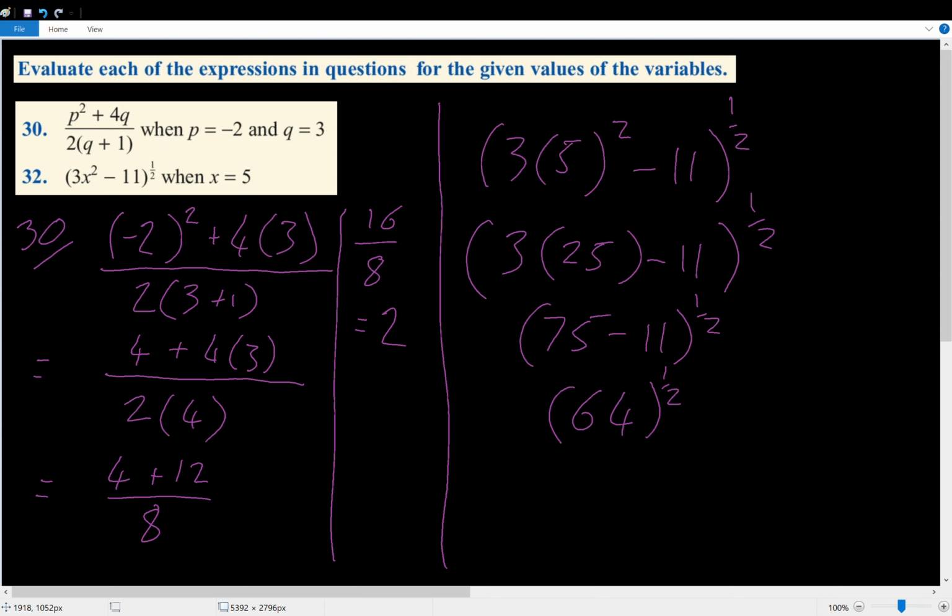The power of a half is the same as saying the square root of. So what we actually have here is, instead of 64 to the power of a half, we're being asked what the square root of 64 is. And that's just equal to 8. And that is that.